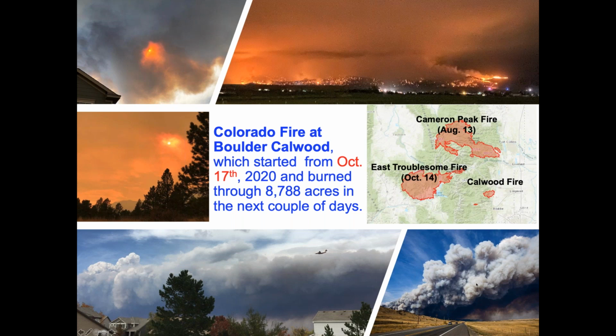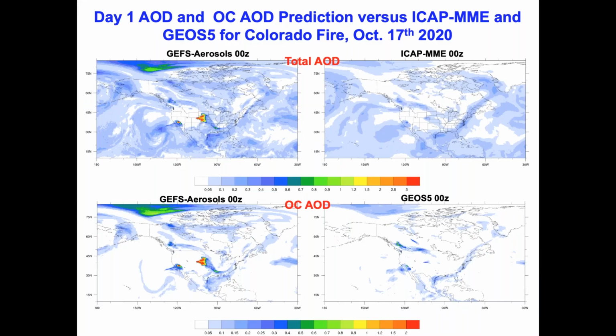So how about the GEFS aerosol prediction? Can it predict this event? Now let's look at the model result. Here is the AOD prediction of GEFS aerosol and ICAP analysis on October 17 last year. The top is the total AOD, and the bottom is the OC AOD, with the GEOS-5 comparison. Now we can see that in both the ICAP analysis and the GEOS-5 prediction, there is no enhanced total AOD or OC AOD over the Colorado areas and its downwind areas. But we did see it in our GEFS aerosol model.